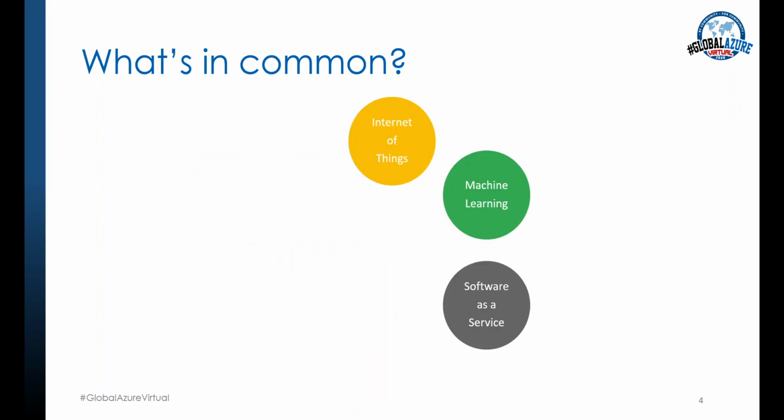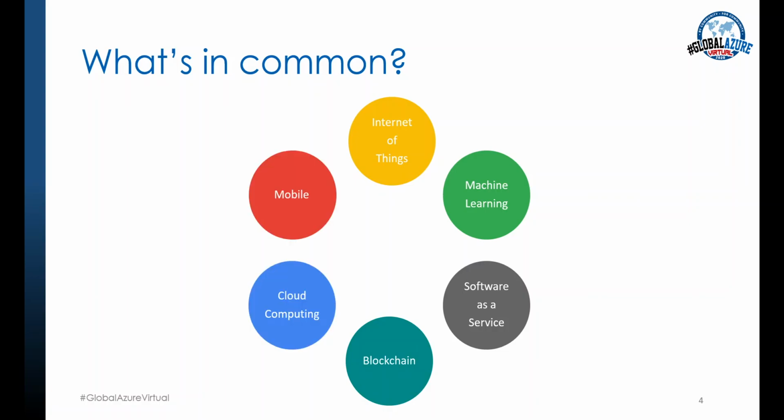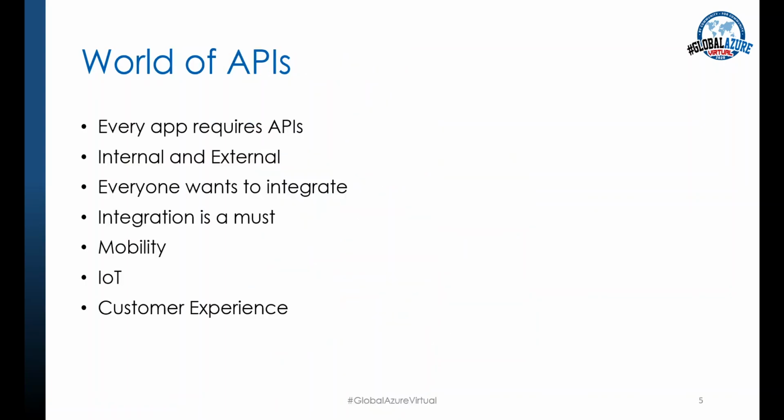So when you look at applications and services today, there's a common core that is at the heart of almost every application, whether it's mobile, Internet of Things, machine learning, or cloud computing, and that is APIs. In a world of APIs, every app requires an API, whether internal or external. Everybody wants to integrate, so integration is key. APIs are a big part of mobility and IoT. And you want to have a really good customer experience, so make it very easy for customers to onboard your API, to test your API, to go through documentation. Just want to make it really easy.